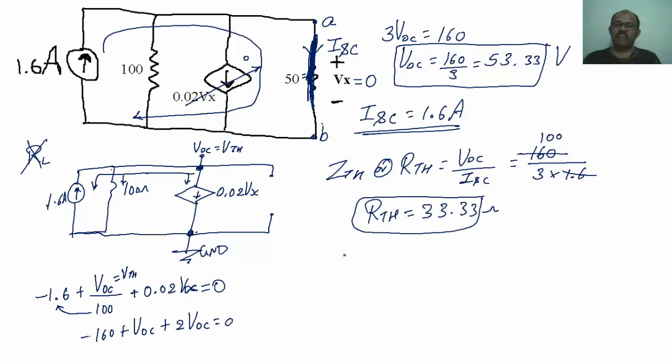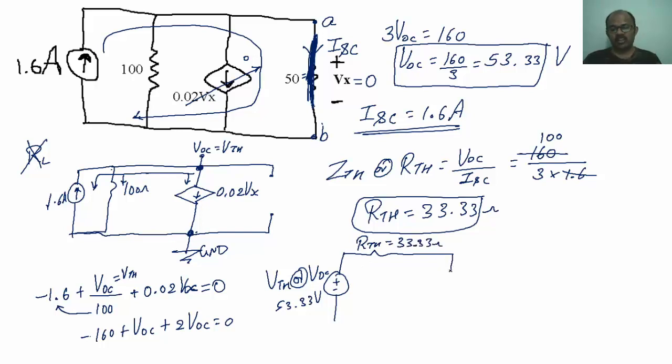33.33 ohms. Final circuit, how can I write? I will be having a Thevenin's voltage or open circuit voltage, which is 53.33 volts, right? In series with, you will be having a Thevenin's resistance, that is RTH, which is 33.33 ohms. In series to that, you will be having a 50 ohm resistor.